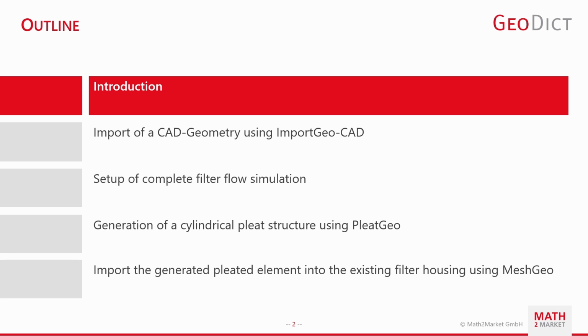In the second part, we will set up a filter flow simulation on the prepared CAD data using the new FlowDict GUI. Starting with the third part, we take advantage of the new Pleats view and generate a cylindrical pleat structure. As in the previous part, we will also have an in-depth view at the options and capabilities.